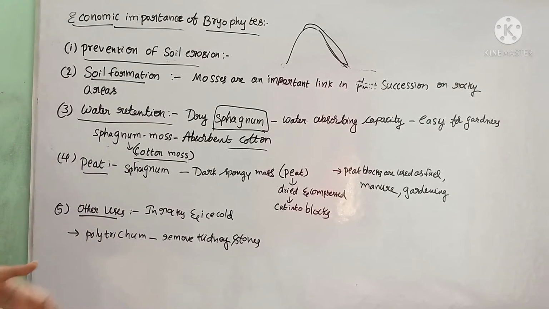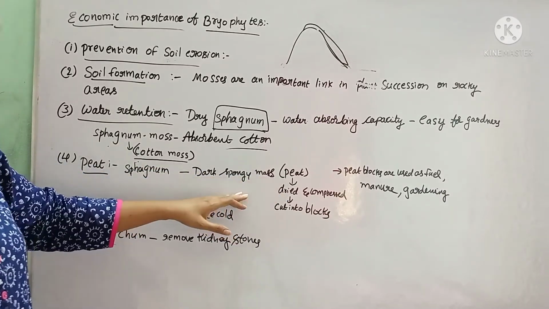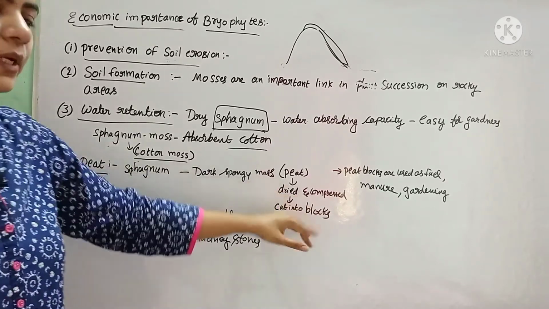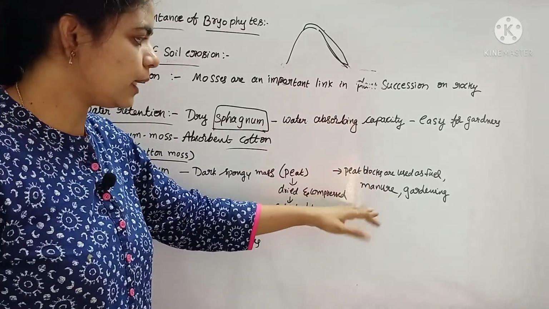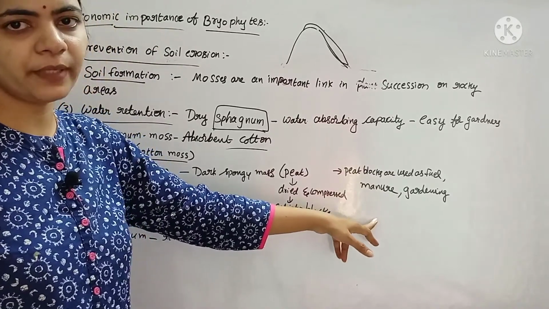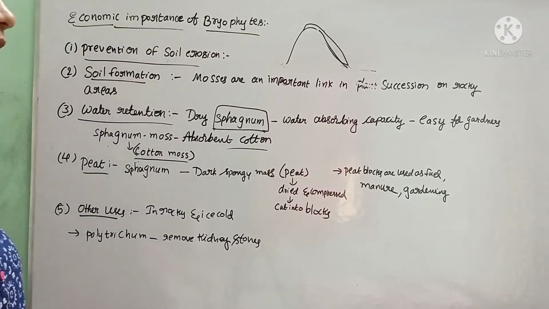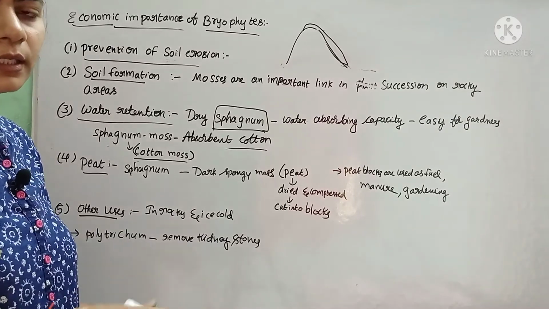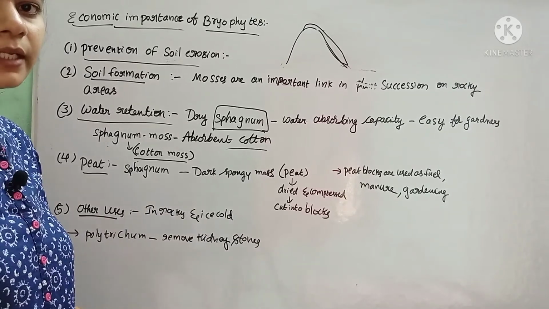Peat. The dead parts of some species of sphagnum were used in making peat. Peat is a dark spongy mass of these moss plants. This peat is dried, compressed, and cut into blocks. Those blocks are used as fuel, and sometimes as manure for the growth of plants. They are also used for gardening purposes. Peat is mainly used for making potting mix. In pots along with the soil, peat is added, which increases the water holding capacity and aeration of the soil.